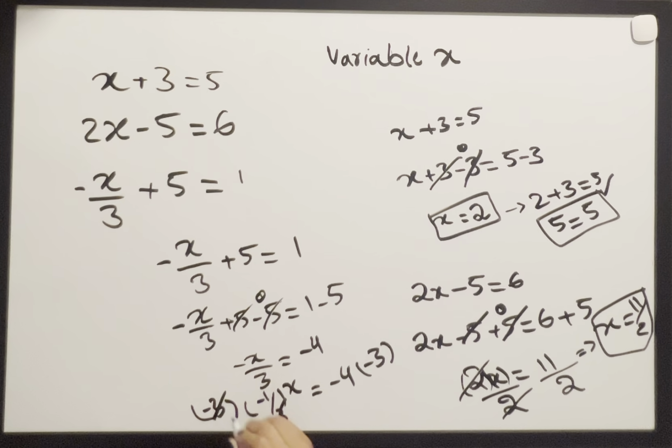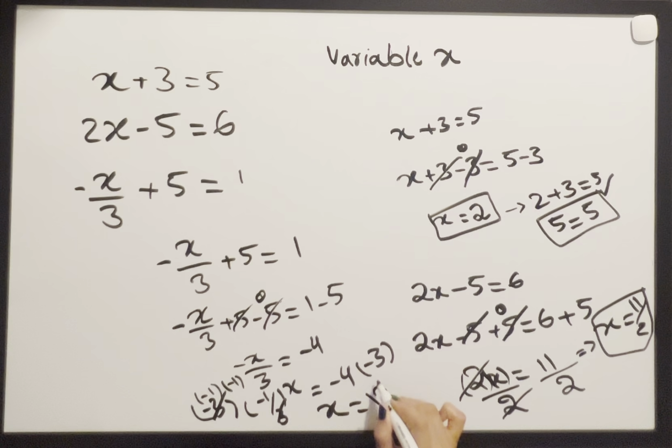I get rid of this, rid of that. x is equal to this right here. I'm left with negative 1 times negative 1, and if you multiply negative 1 and negative 1, it gives us positive 1, which means x times 1, which is x. And then negative 4 times negative 3 is positive 12. There we go. Easy.